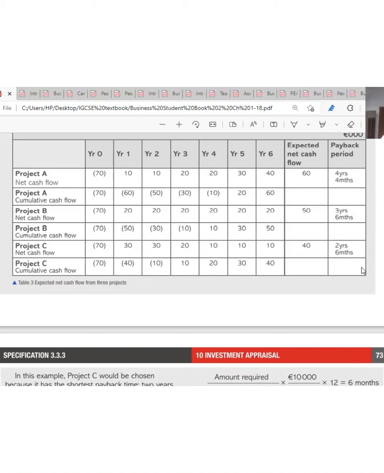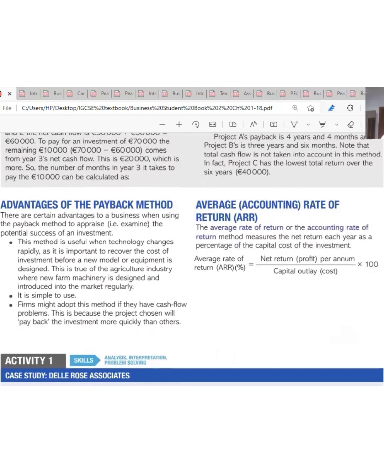Do you have any question about it? No, okay. So what are the advantages of using the payback method? When you're using the payback method, the advantages are the following. One, it is simple to use. It is easy. For payback period, what do you have to do?